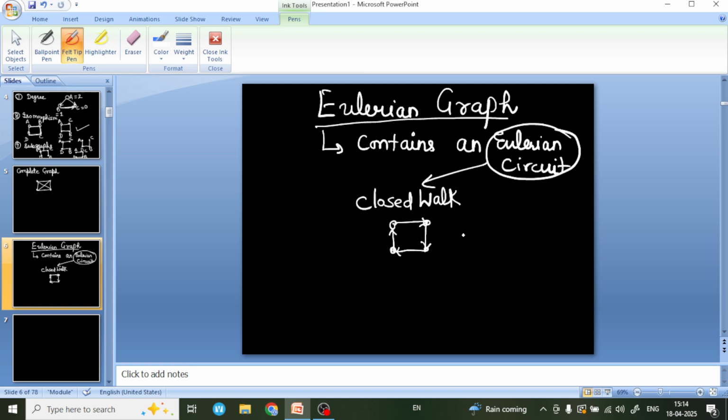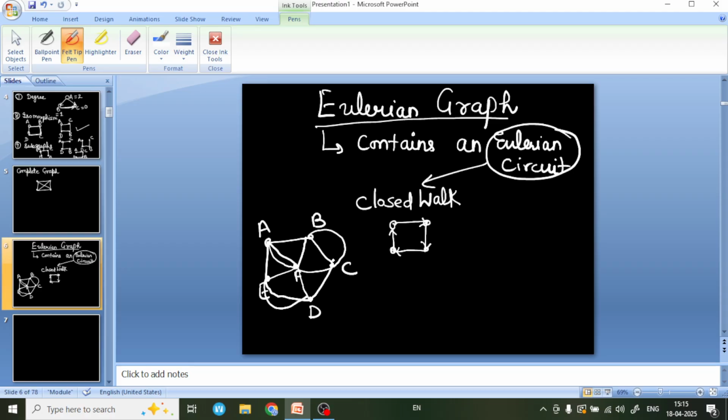Or you can say like this. A, B, C, D, E, F. A is connected with B, B connected to C, C connected to D, D connected to E, E connected to A. F is connected to B, F connected to C, F connected to D, F connected to E. A is also connected this way, E connected this way with D, B connected to C. This is an Eulerian graph.